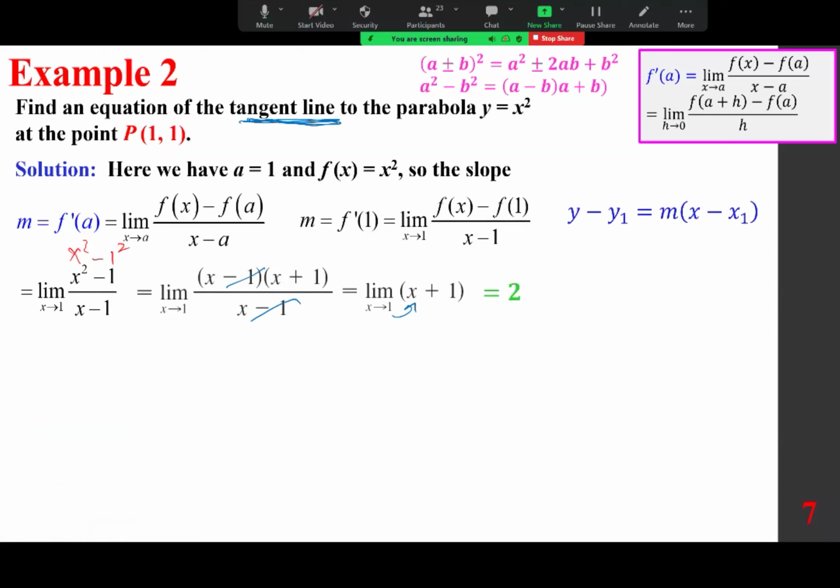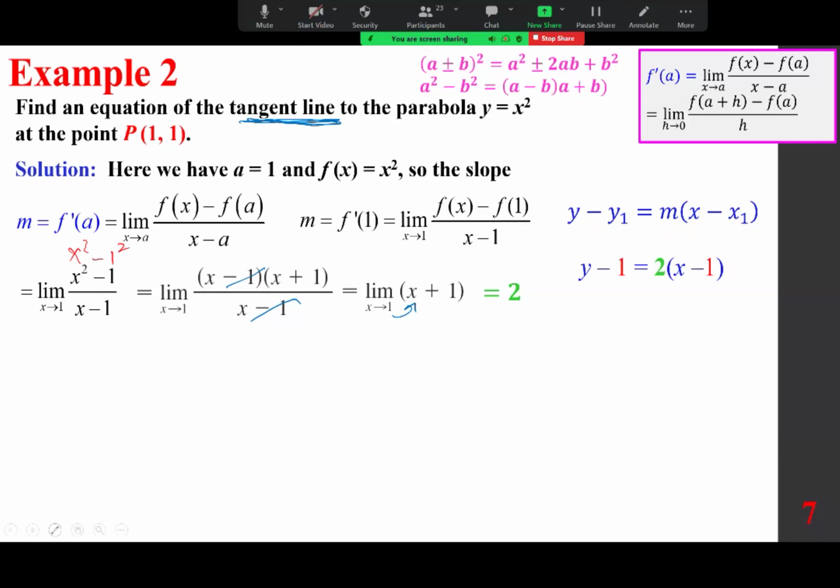Y minus y1 equals m times x minus x1. So y minus 1 equals m, which is 2, times x minus x1, which is also 1. That's why I said you don't have to memorize the formula that was given. Remember, the formula was y minus f of a equals f prime of a times x minus a. You don't have to memorize that, just use the point slope.